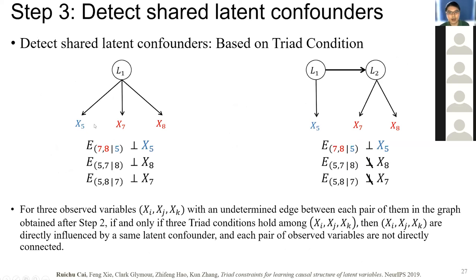For example, for X5, X7, and X8, suppose the local structure is shown as this one, we can see that this graph entails these three shared conditions. On the contrary, if there are two latent confounders, there can be only one shared condition. Therefore, we can conclude that for three observed variables, Xi, Xj, Xk, with undetermined edges between each pair of them in the graph after step two, if and only if three shared conditions hold among Xi, Xj, Xk, then Xi, Xj, Xk are directly influenced by the same latent confounder, and each pair of observed variables are not directly connected. Okay.